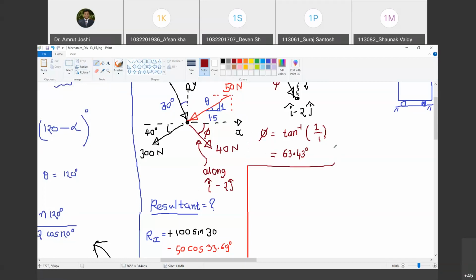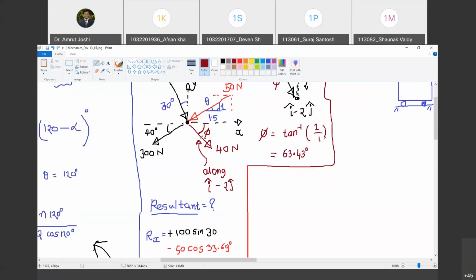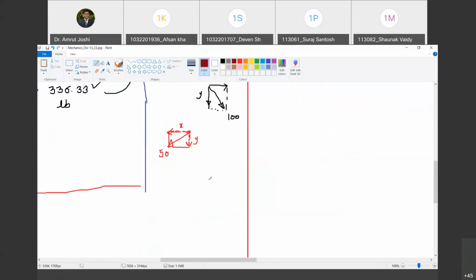चलो अब आगे चलते हैं. So I have found out now this angle. What is the x component of this 40 Newton force? So I am going to draw this 40 Newton force here for you, as this is the first problem, we are going to go systematically. This is 40 Newton force. Do you agree with me? Yes. This is how it looks.